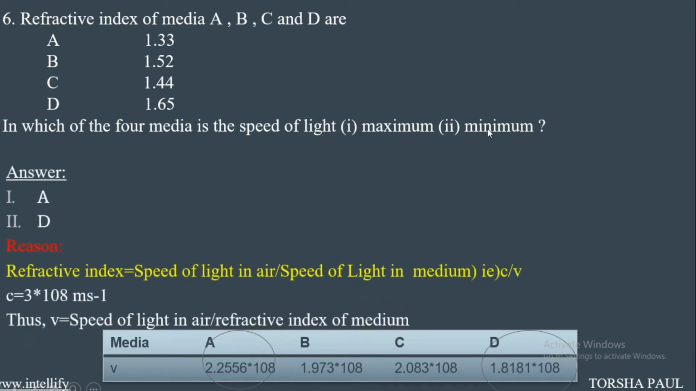First of all, you have to know the refractive index formula. Refractive index is nothing but the ratio of speed of light in air and the speed of light in medium. That is, speed of light in air is denoted by C and speed of light in medium is denoted by V. Okay. Speed of light in air, that is C, is a constant, which has the value 3 into 10 power 8 ms power minus 1. Because speed is the unit of velocity, so velocity unit is ms power minus 1. Okay.